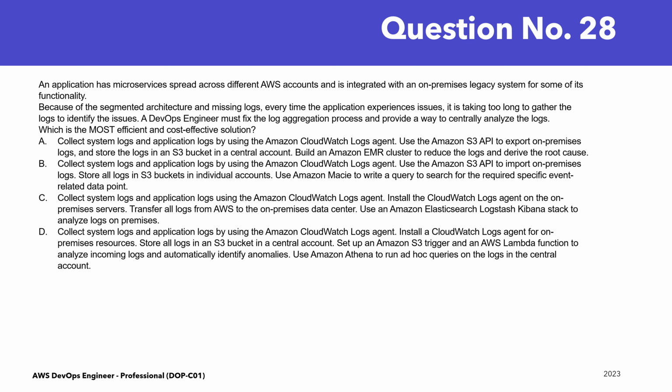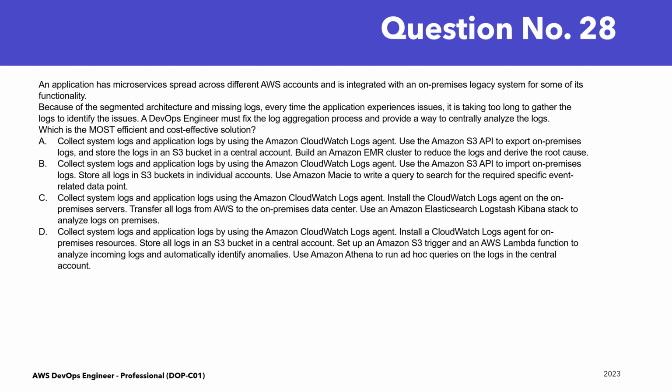An application has microservices spread across different AWS accounts and is integrated with an on-premises legacy system for some of its functionality. Because of the segmented architecture and missing logs, every time the application experiences issues, it is taking too long to gather the logs to identify the issues. A DevOps engineer must fix the log aggregation process and provide a way to centrally analyze the logs. Which is the most efficient and cost-effective solution?